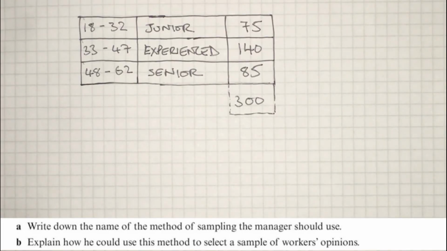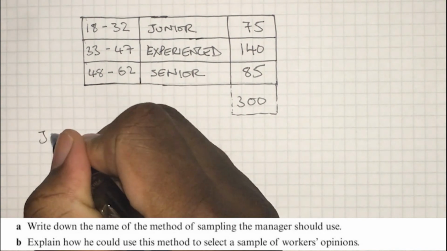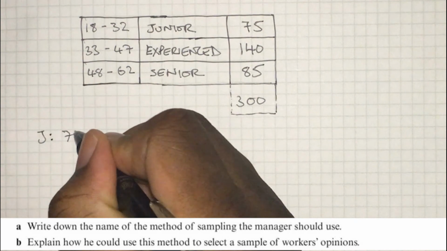Part B asks us to explain how the manager should use stratified sampling to select a sample of the workers' opinions. Okay, so let's just get down to performing a stratified sample. To start off with, I'm just going to perform some calculations to decide how many members of each strata I'm going to need within my sample. So for each of them, I'm going to take the strata size, multiply it by the desired sample size, and divide by the total population size.